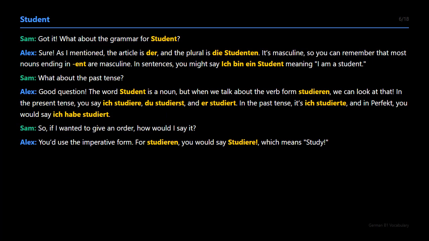So, if I wanted to give an order, how would I say it? You'd use the imperative form. For Studieren, you would say, Studiere, which means study. That's really interesting.